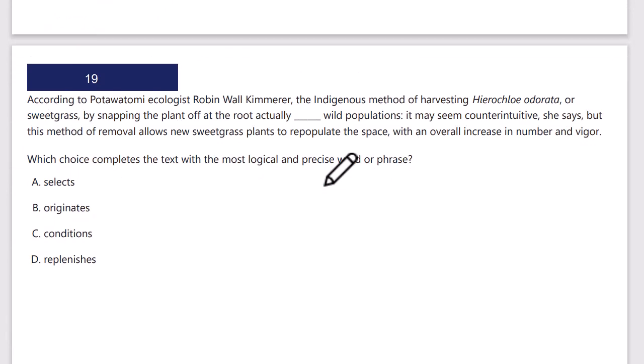According to Potawatomi ecologists, the indigenous method of harvesting sweetgrass by snapping the plant off of the root actually blank wild populations.